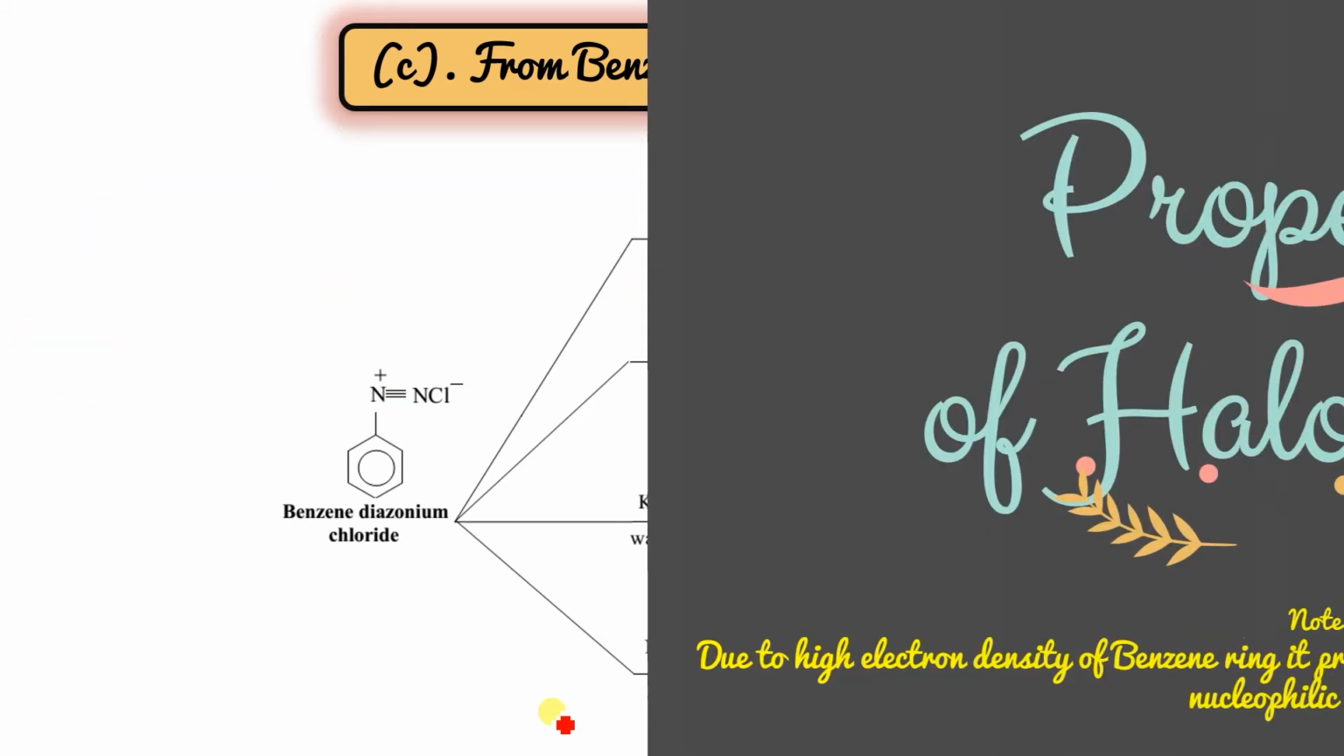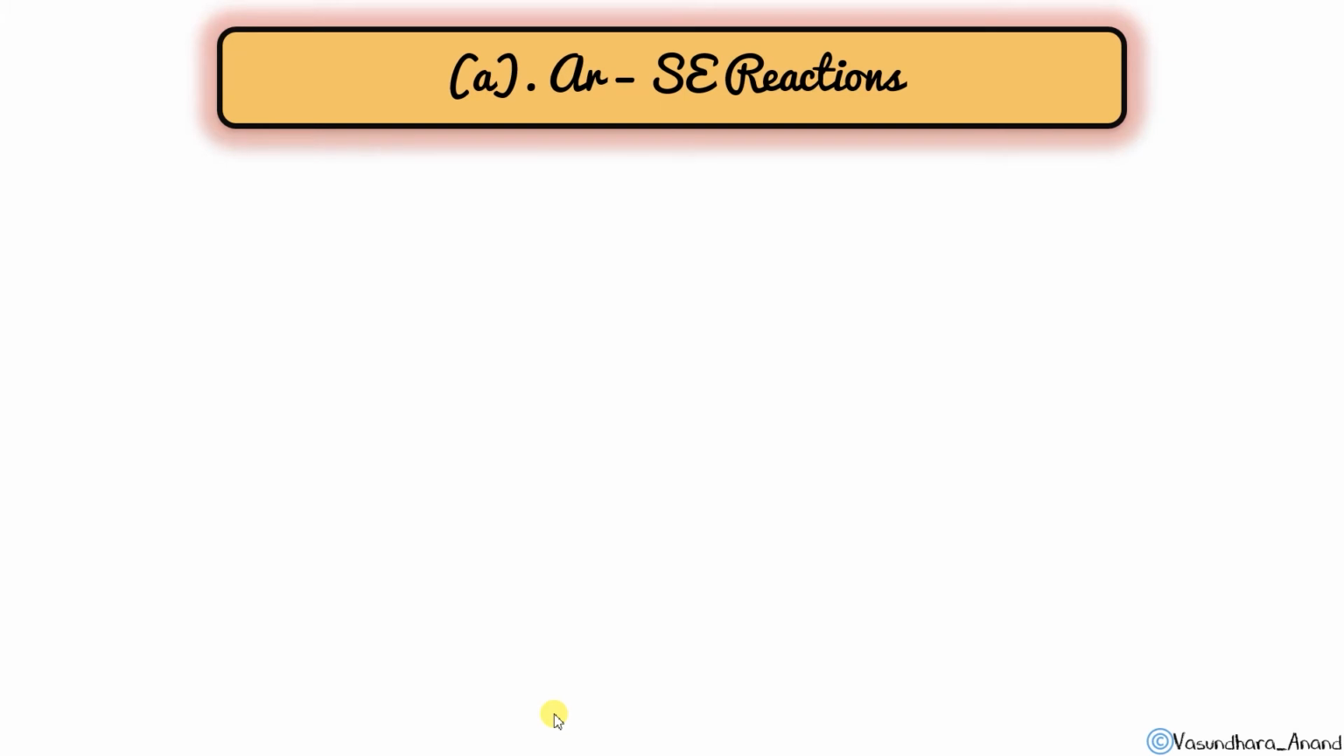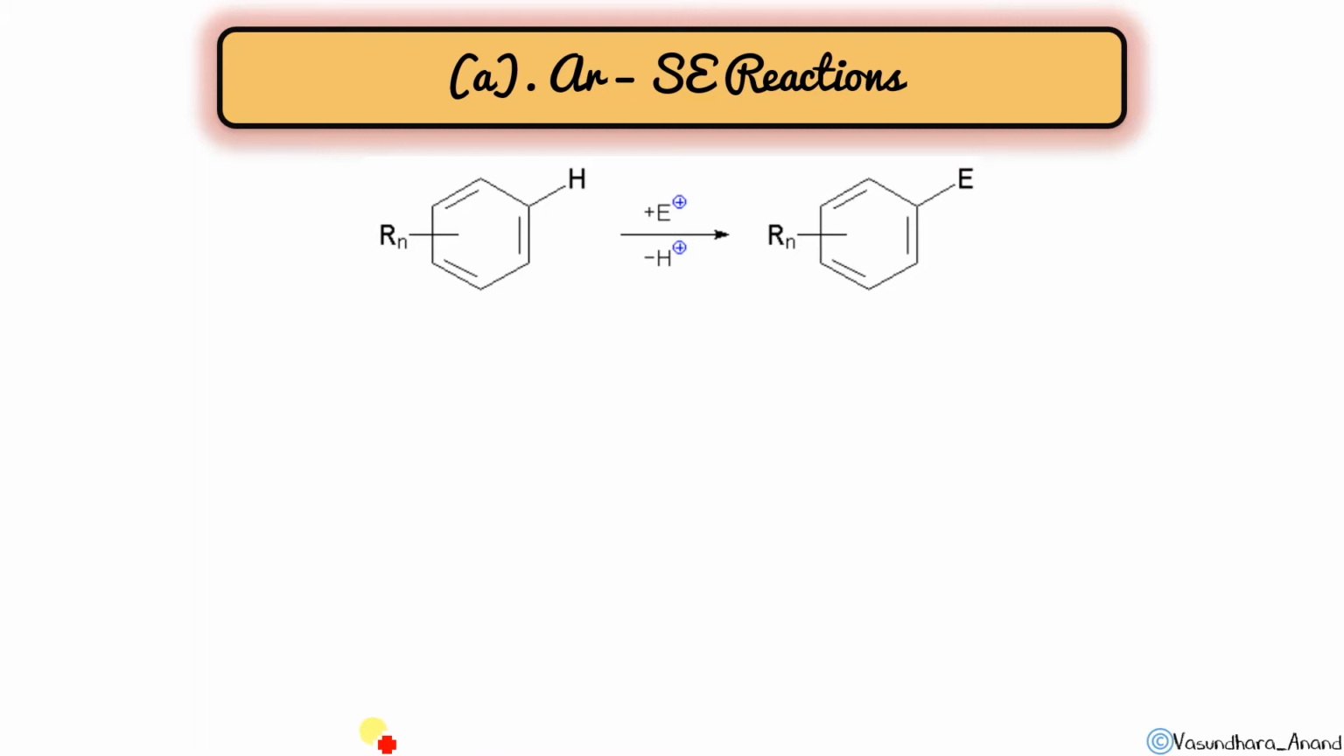Next, we move to the properties of haloarenes. As I have already told you, due to the high electron density of the benzene ring, it prefers electrophilic substitution reaction over nucleophilic reaction. So let's start with aromatic electrophilic substitution, the SE reaction. Here benzene is there and H is substituted by the electrophile. The electrophile will take the position of H and H will come out.